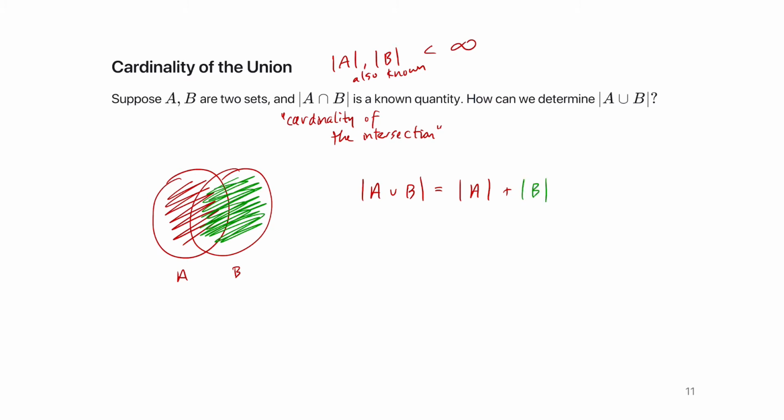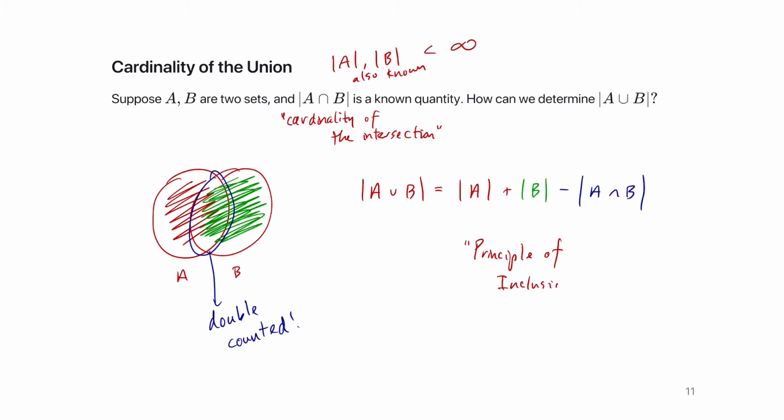And then what do you notice? Well, we counted this overlap region, i.e. the intersection, twice. But we only want every element in this Venn diagram to be counted once. Is that clear? So what do we do to account for the fact that it was double counted? We can subtract it. Is that clear? And so this principle is called the principle of inclusion-exclusion.